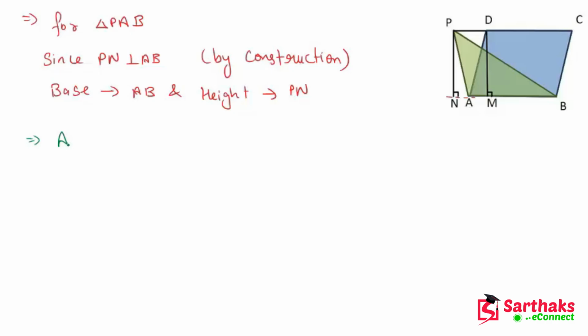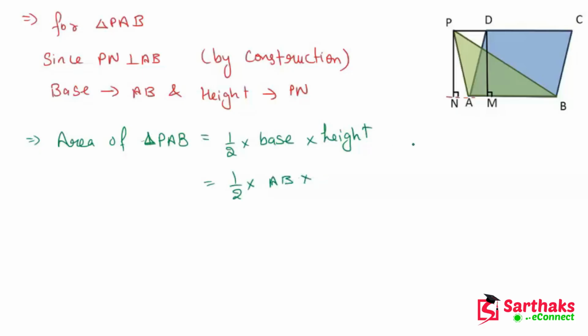So we can write here area of triangle PAB is equal to half into base into height. So half into base is AB into height is PN. Okay, my dear friends, I hope you understand these things. So this is the area of triangle PAB.